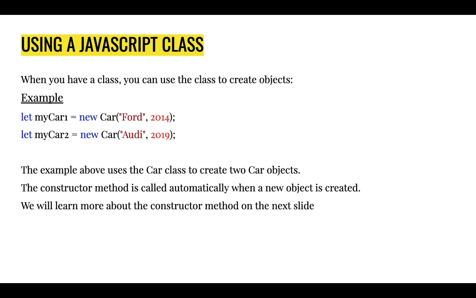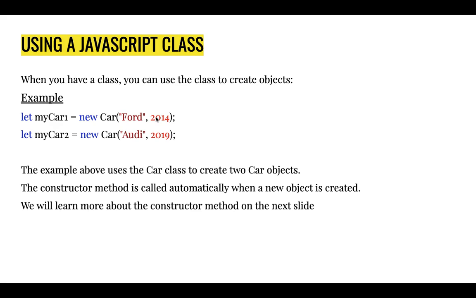When you have a class, you can use it to create objects. So these examples create two car objects. Okay, so the first one, we gave it the name my car one, and then the first thing you need to do is to type the new keyword followed by your class name, which is car, and remember to pass in the properties that are required by the class, which is the name and the year.